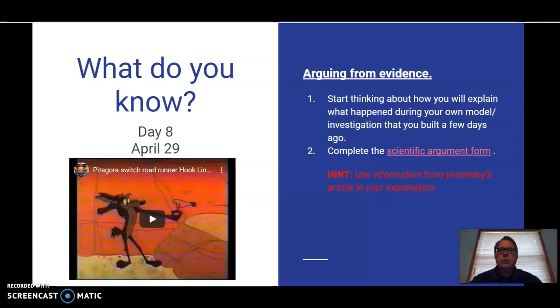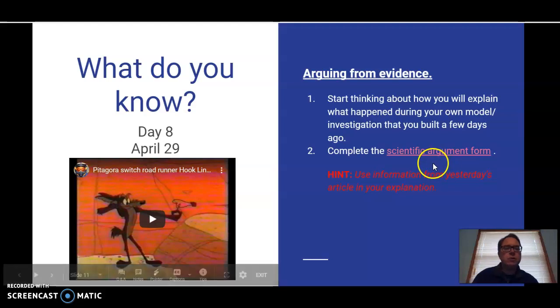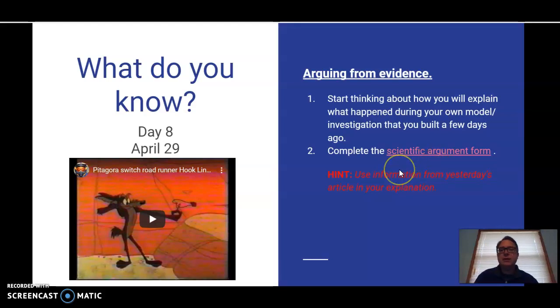Today, we are looking at reporting what we've learned. We've often called this scientific arguments. Remember when we talked about scientific arguments, it's where we're talking about what we've learned and supporting it with science details, science facts that we've learned along the way. So that's what we're going to do today.